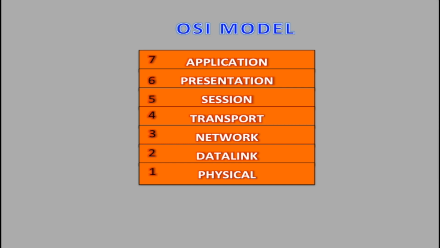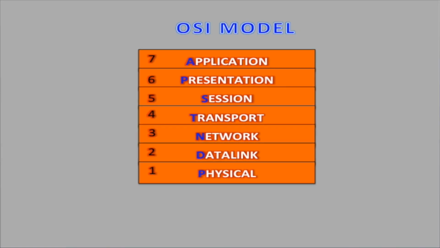There are seven layers to the OSI model, starting with the physical layer, which is layer 1 at the bottom. Layer 2 is the data link layer, followed by the network layer, then layer 4, the transport layer, then the session layer, followed by the presentation layer, and finally layer 7, the application layer.